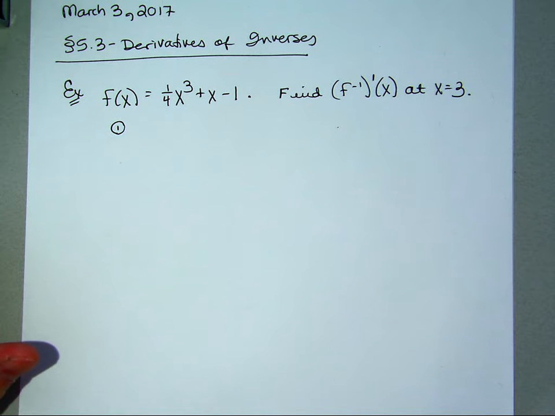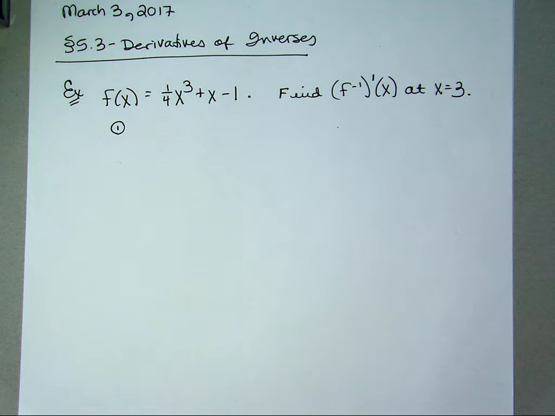First of all, it is not easy to find the inverse of this function. Switch the x and the y, that's not a big deal: x equals 1/4 y cubed plus y minus 1. The tough part is going to be solving that for y. That's not how we go about dealing with these. There's a much easier way than actually finding the inverse and then plugging our 3 into the inverse.